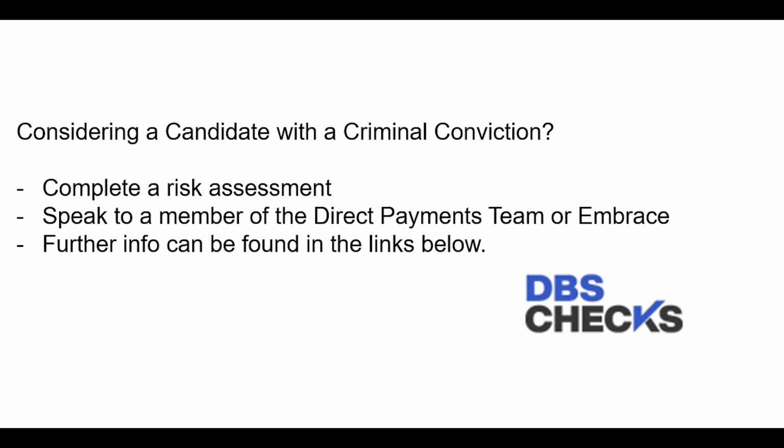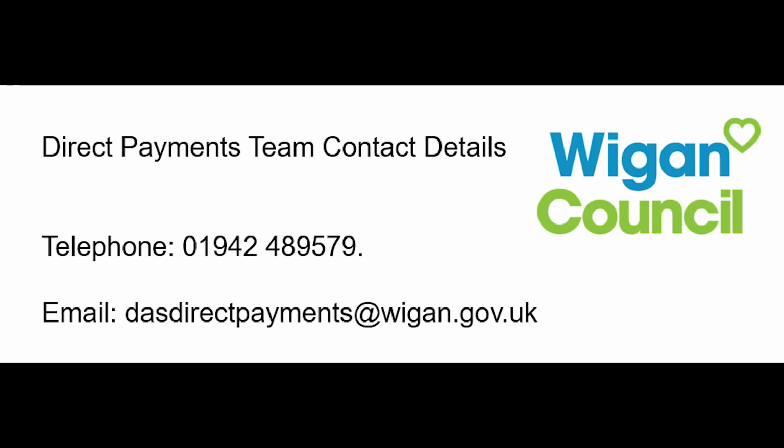I will also leave a link to a website that has some good information on employing candidates who have had criminal convictions. If you live in Wigan, the direct payments team can assist you to get your PAs a DBS check. You just give them a call, provide them with your new PA's details, and on the screen now is the direct payments team's number. However, you'll most likely have a contact for your own direct payments officer already.